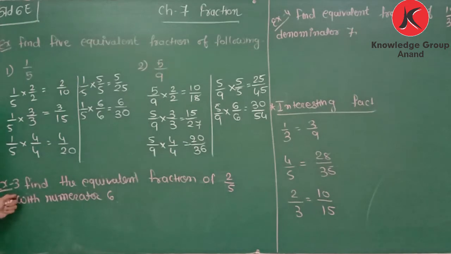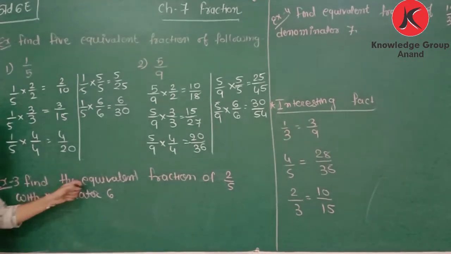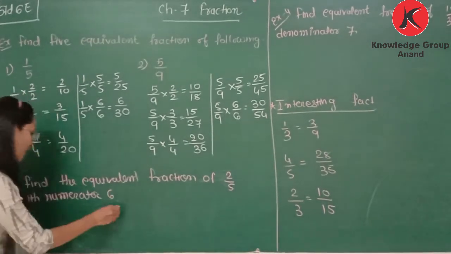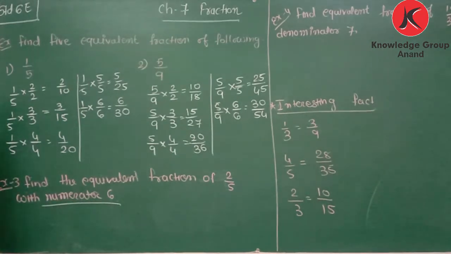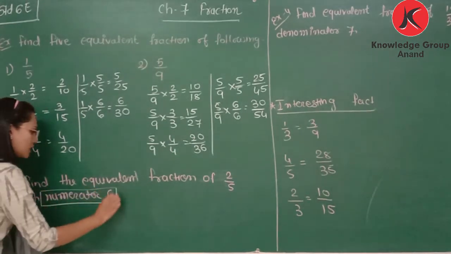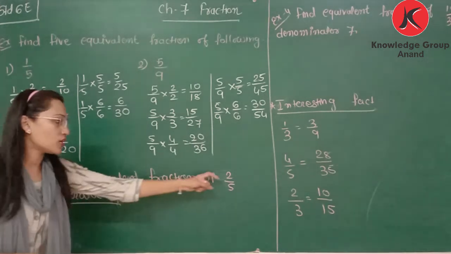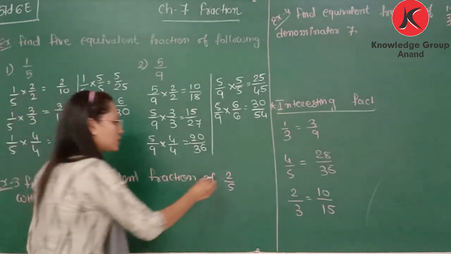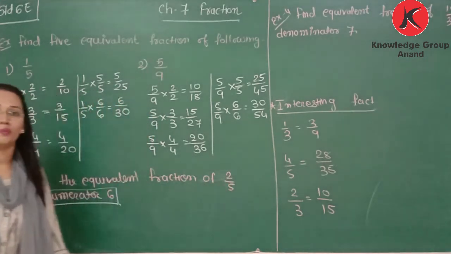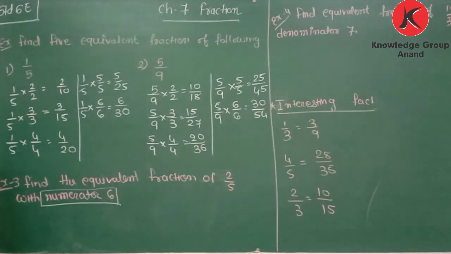Now example 3: find the equivalent fraction of 2 by 5 with numerator 6. Here a condition is given. Sometimes in exams this kind of question can be asked, where the numerator is 6. Here what is the numerator? The numerator is 2, but you need to make the numerator 6. How can we make 2 into 6?